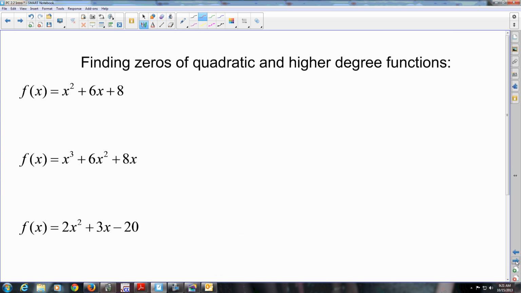Okay. Finding zeros. Zeros, if the zeros are real, meaning they don't involve i, then they're the same thing as x-intercepts. Okay? But either way, you find your zeros by letting the equation be equal to 0. Okay?